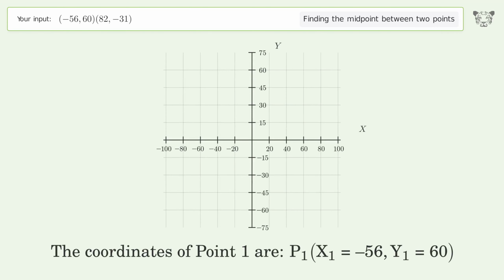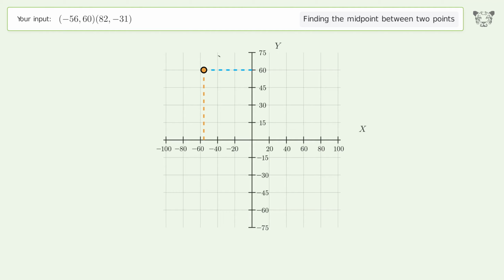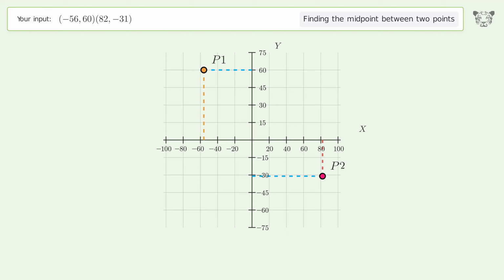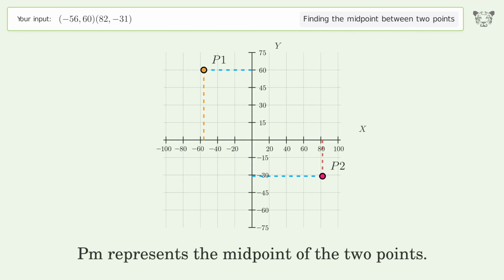The coordinates of point 1 are, x1 equals negative 56, y1 equals 60. The coordinates of point 2 are, x2 equals 82, y2 equals negative 31. PM represents the midpoint of the 2 points.